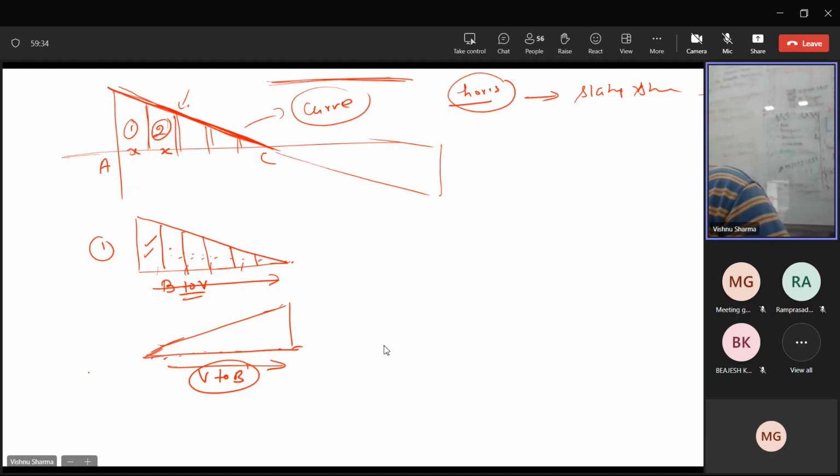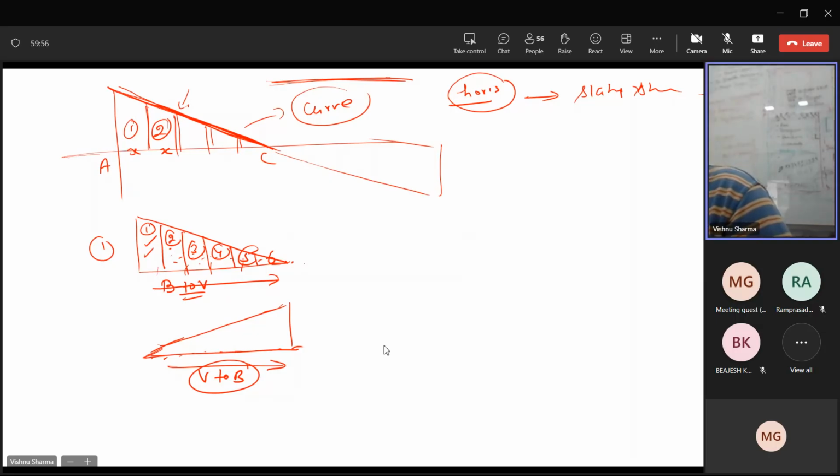Yes or no, beta? This area 1, 2, 3, 4, 5, 6. They are all reducing, no, as we are going towards the vertex. Yes or no, beta? Yes, sir. So the rate is gradually decreasing. Rate of change is reducing. Yes or no?